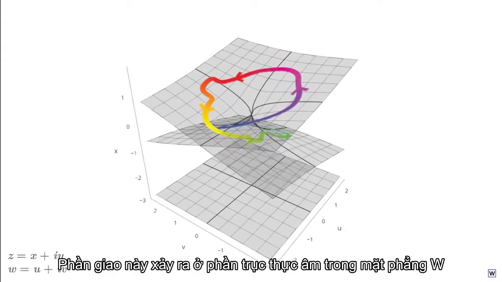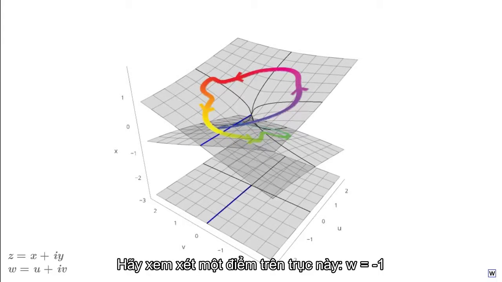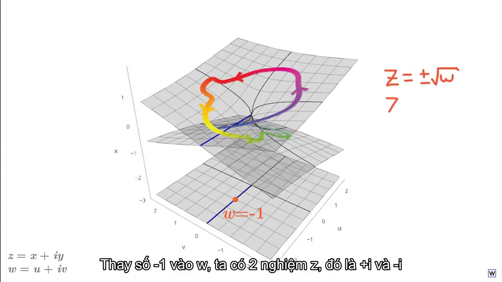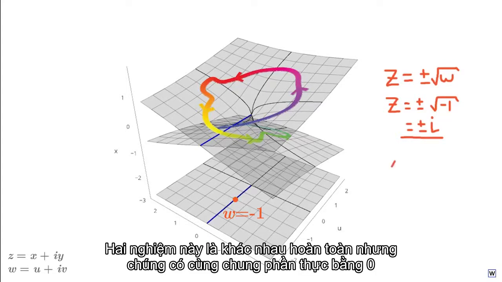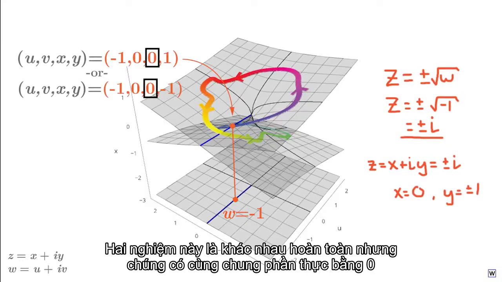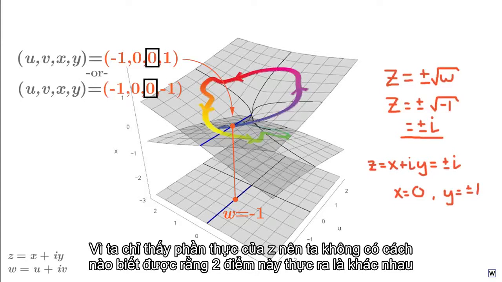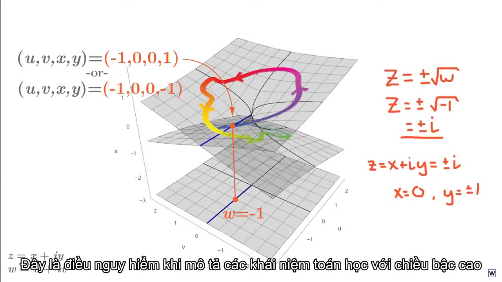This intersection happens along the negative real axis of our w plane. Let's consider a point on this axis, w equals -1. Plugging in -1 for w yields two solutions, z equals +i and z equals -i. These two solutions are clearly different, but they have the same real part, 0. Since we're only visualizing the real part of z, we have no way of seeing that these are in fact different points. This is the danger of visualizing high-dimensional mathematical concepts.